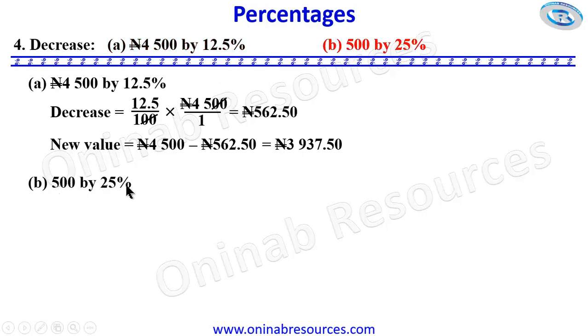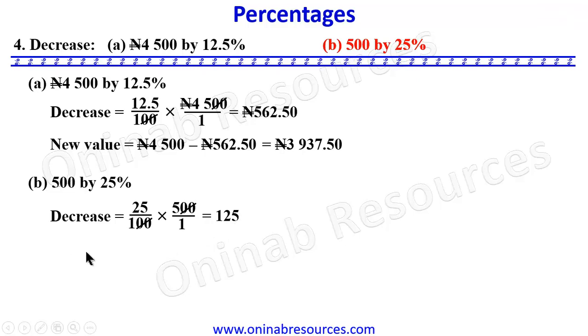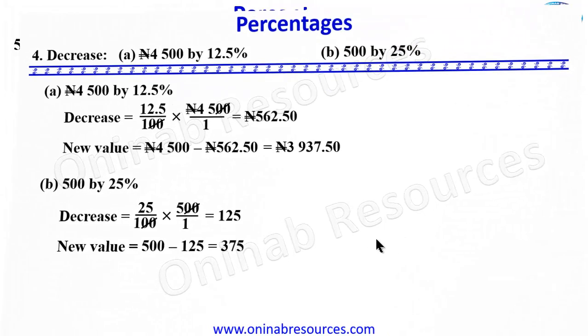For B, we have to decrease 500 by 25%. Again, we calculate the decrease, which is 25 over 100 times 500 over 1. Two zeros go with these two zeros. We'll be left with 25 times 5. 25 times 5 gives 125. So the new value now is going to be 500 minus 125, and that gives 375. So we are done with problem 4. We then go to problem 5.